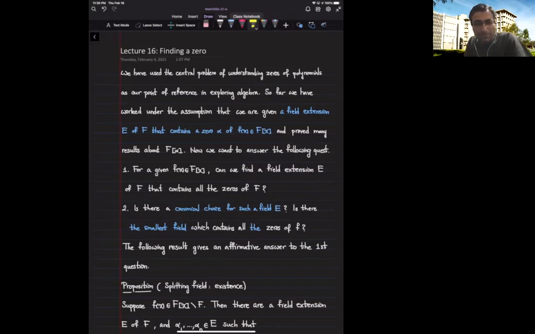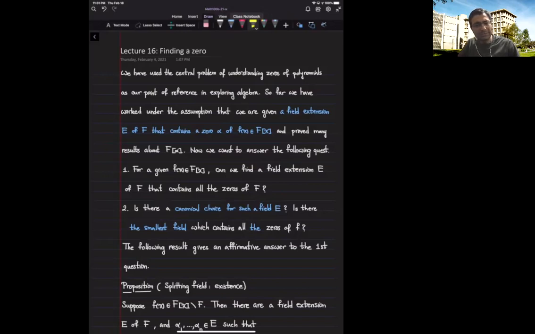Hello. So far, we have used the central problem of understanding zeros of polynomials as our point of reference in exploring algebra. And what we've showed is that if alpha is a zero of a polynomial in a field extension, then what can we say about the ring after we join alpha to F? We showed that it's a field. We showed that it is isomorphic to a certain quotient of the ring of polynomials with coefficients inside F, and we described elements of F bracket alpha.